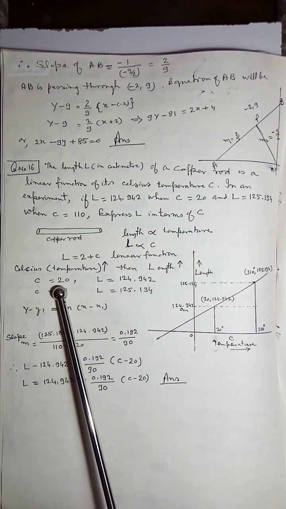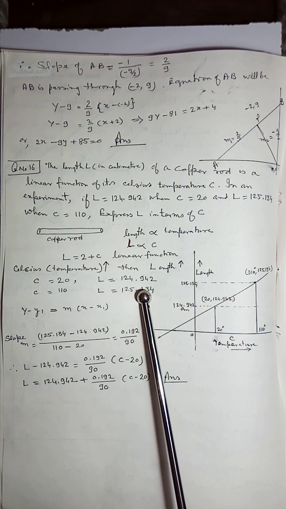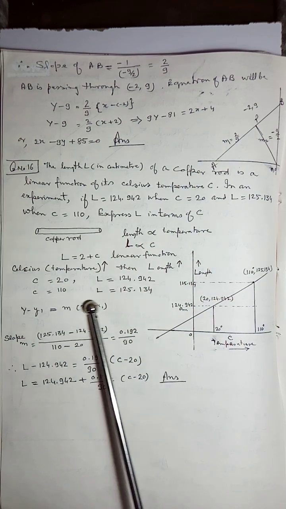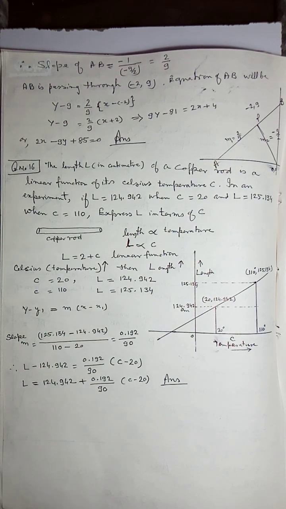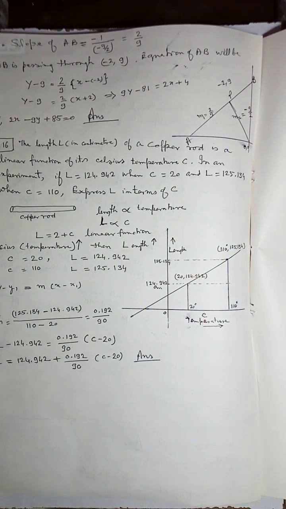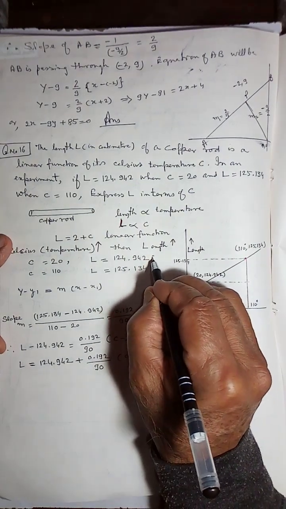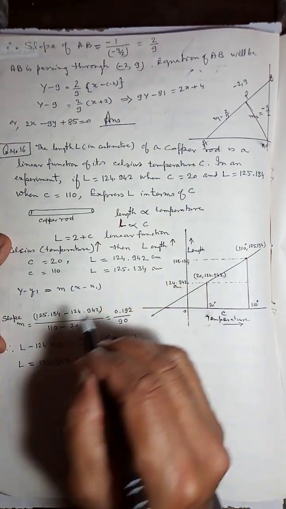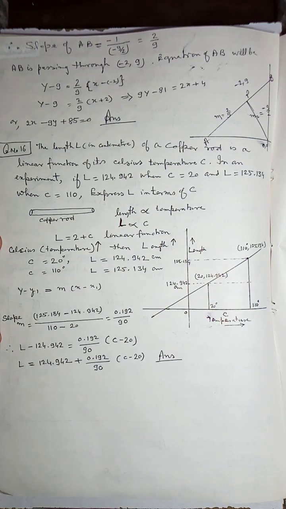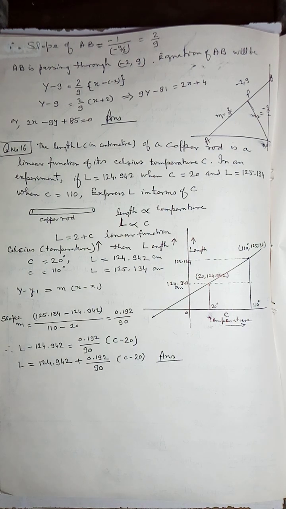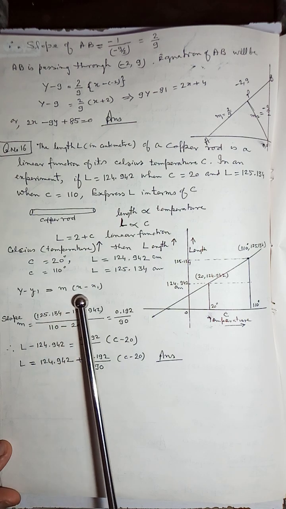Here C means the temperature is 20 degrees. At that time the length is 124.942 centimeters. You can write down centimeter also, and these are the temperatures, so degrees Celsius. So we know the equation y minus y1 is equal to m into x minus x1.